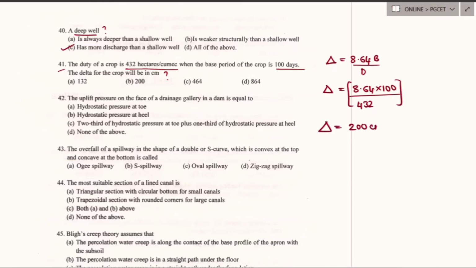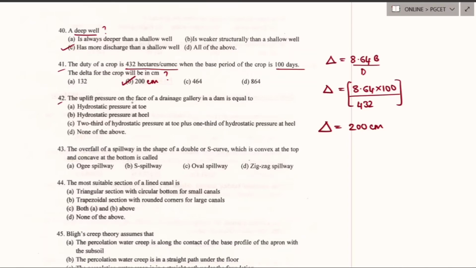Question number 41. The duty of the crop is 432 hectares per cumec and the base period of the crop is 100 days. Then delta of the crop will be in centimeter. We know that the relation between duty, delta and the base period is given by delta is equal to 8.64 B by D. Base period is given as 100 days and duty is 432 hectares per cumec. So if you calculate this, you will get the delta of the crop as 200 centimeter. So option B is the right answer. That is 200 centimeter.